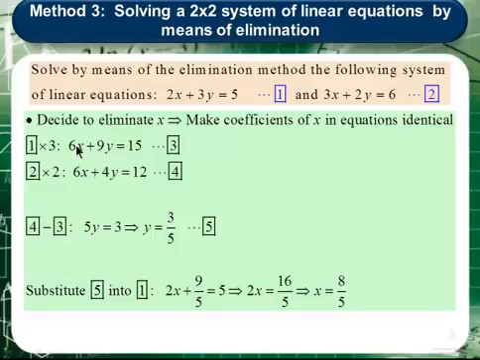6x minus 6x is 0, so we have here, if we subtract 3 from 4, that is 9y minus 4y is 5y, 15 minus 12 is 3. So we can then solve for the unknown y in such a case, making y the subject of the formula, dividing through by 5. So y is equal to 3 over 5, but we have to obviously find the corresponding x value, which will then represent a solution for the system.